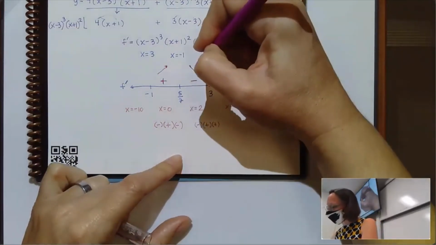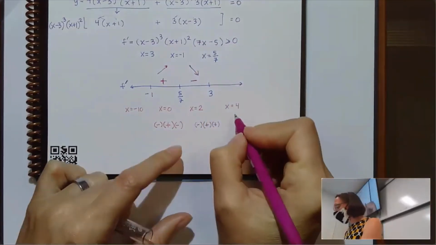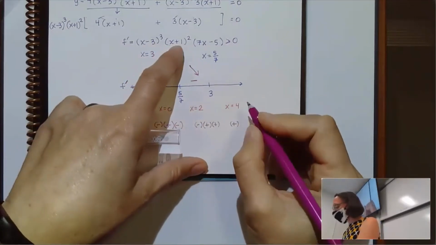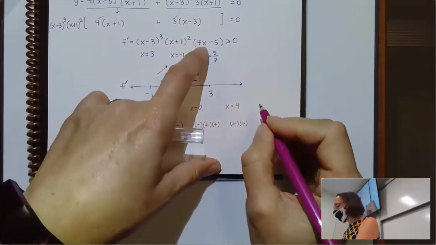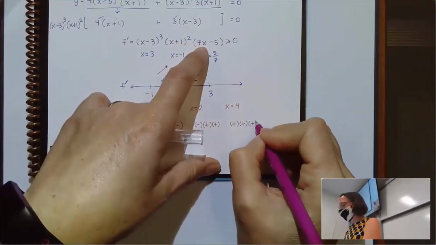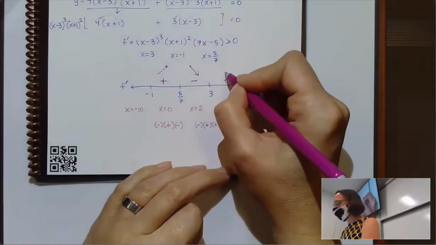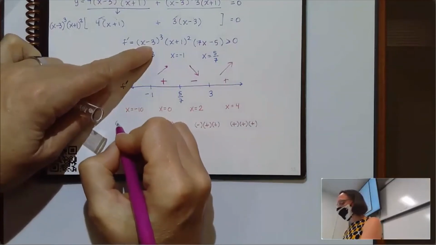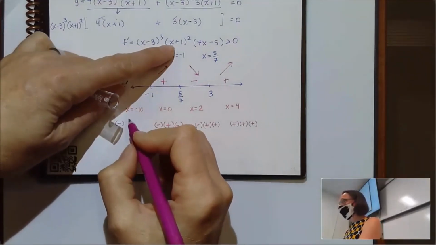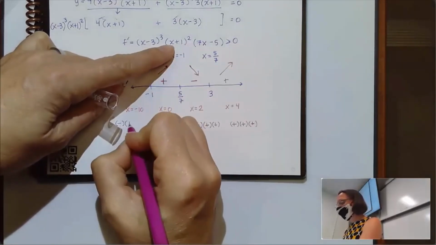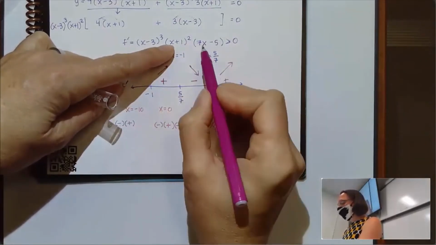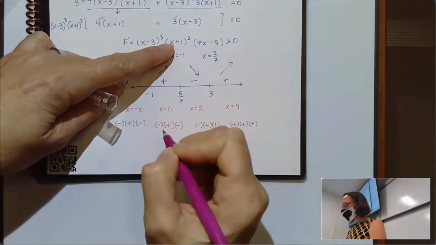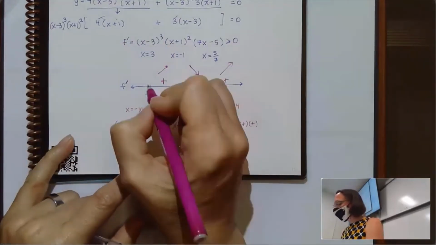Whole thing coming down. If I plug in 4, 4 minus 3 is positive, and if I cube it, it's still positive. 4 plus 1 is positive, and if I square it, it's still positive. 7 times 4 is 28 minus 5, we're still positive. Again, don't get hung up on the numbers. Negative 10 minus negative 3 is negative, and if I cube it, it's negative. Negative 10 plus 1 is negative, but when you square it, it turns positive. 7 times negative 10 minus 5, that's another negative. A negative times a positive times a negative overall is positive.